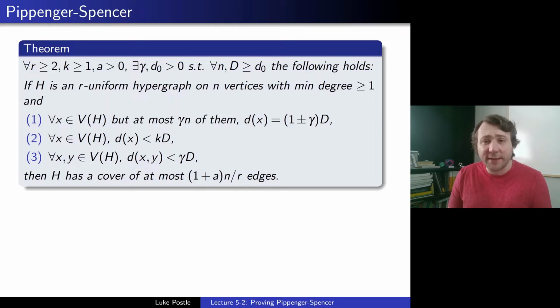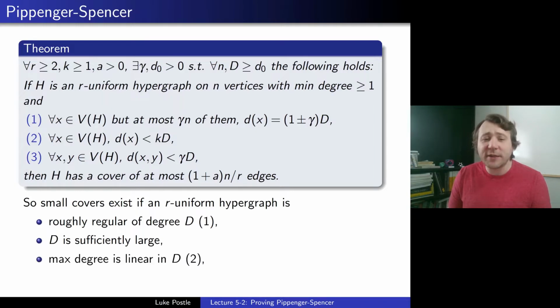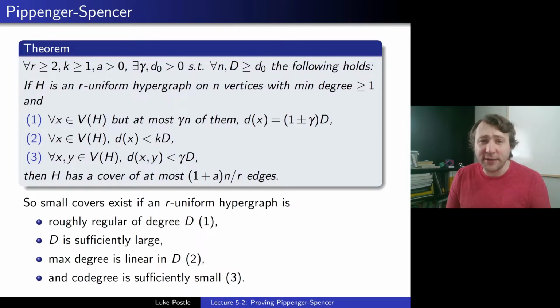So we used this last lecture to prove Rodl's theorem, proving the Erdos-Hanani conjecture by reducing that problem to this problem about covering hypergraphs. Again, a cover, if you recall, is a set of edges where every vertex appears in at least one edge. In more layman's terms, small covers do exist, so n over r would be optimal if an r-uniform hypergraph is roughly regular of degree d, where d is sufficiently large, the max degree is linear in d, and the co-degrees are sufficiently small.